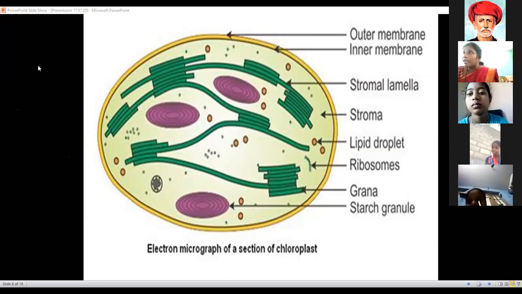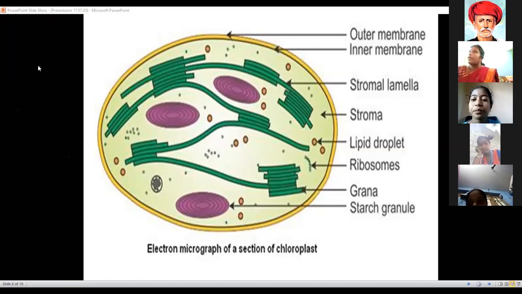Okay. Next, stromal lamella. The green color indicates the stromal lamella. Okay. It contains chlorophyll. Chlorophyll helps to receive sunlight in the process of photosynthesis.